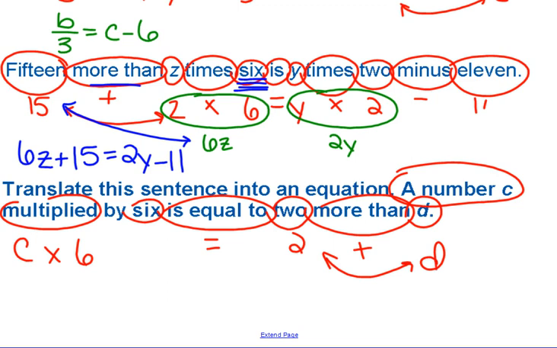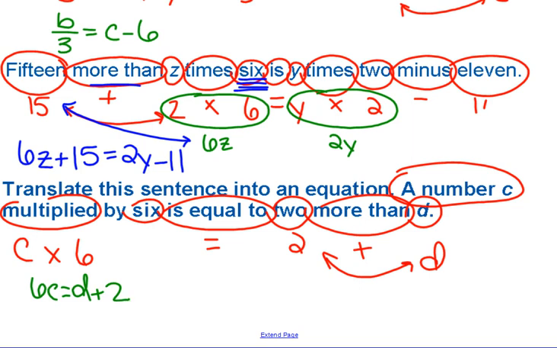So to write that simplified, we're, again, not going to write c times 6. We're going to write it as simplified as possible, just putting them together. And we're going to write the number first. So it's going to be 6c equals d plus 2.